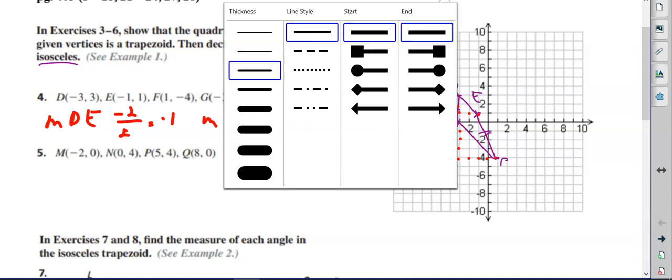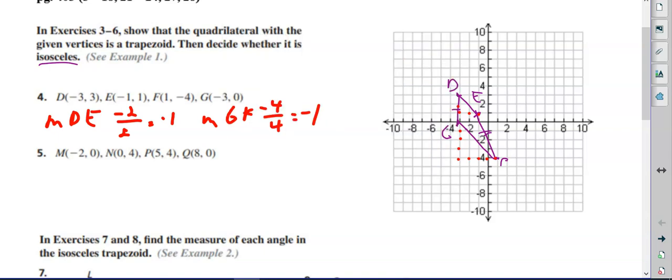Okay, that means it is a trapezoid, but not isosceles.